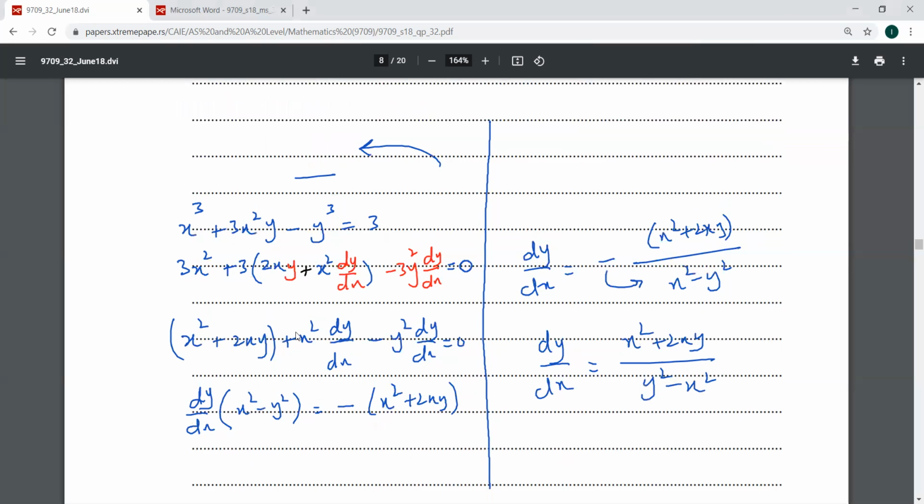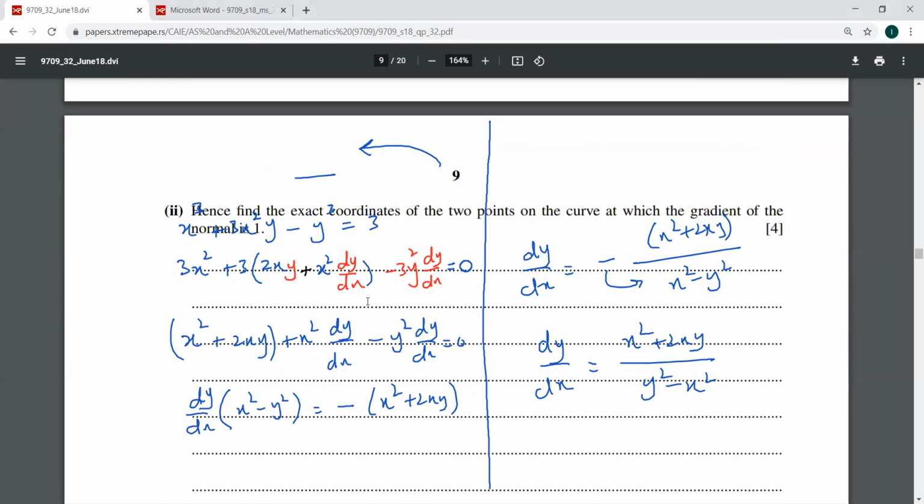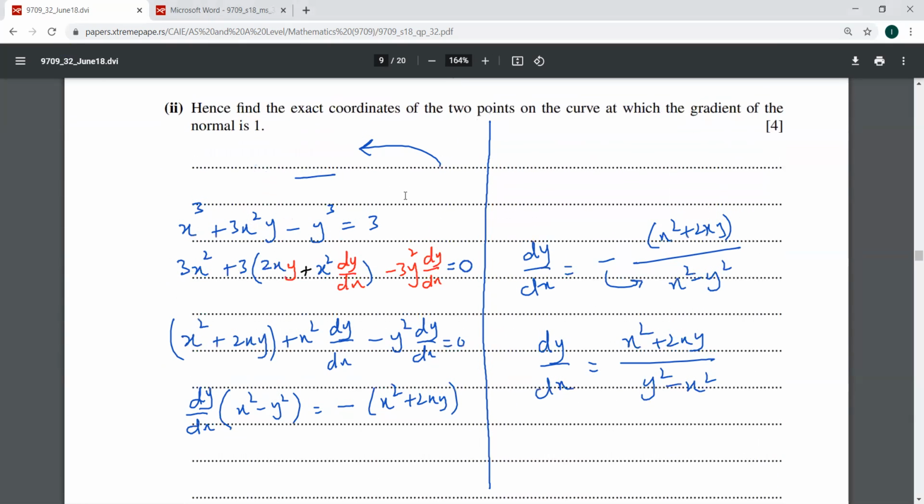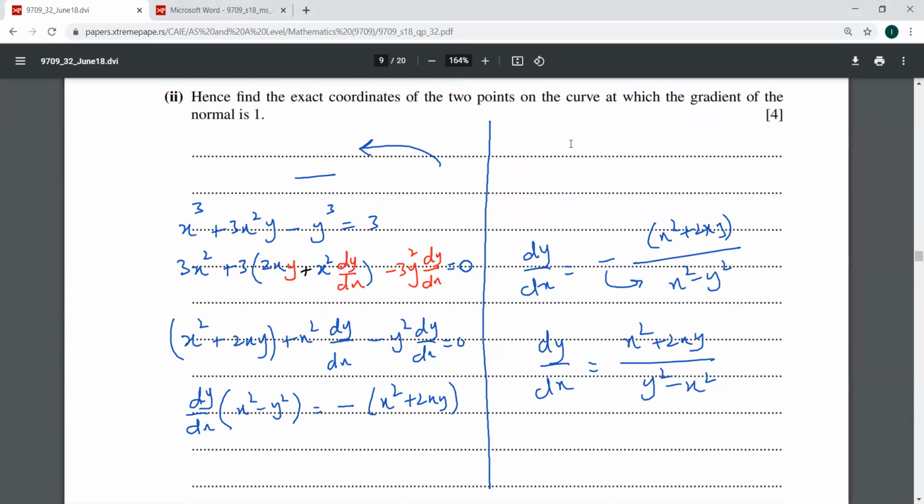Let's see, what do we have in the second part? Hence, find the exact coordinates of the 2 points of the curve at which the gradient of the normal is 1. Okay, the gradient of the normal is 1. So if the gradient of the normal is 1, what will be the gradient of the tangent?